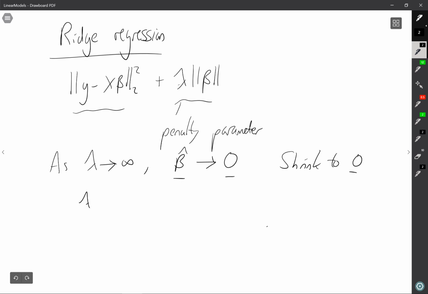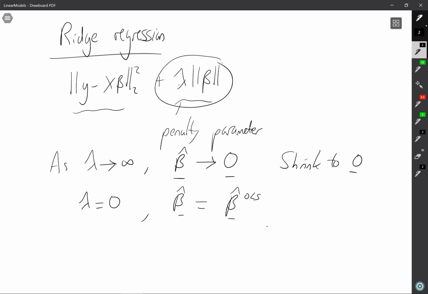What happens as lambda equals 0 here? If lambda equals 0, then the parameters we estimate are just going to be the least squares estimates. There's no difference at all. If lambda is 0, we don't have a penalty, we get ordinary least squares. So what we're going to find is that using this kind of penalty term shrinks the parameters. So these are called shrinkage methods.